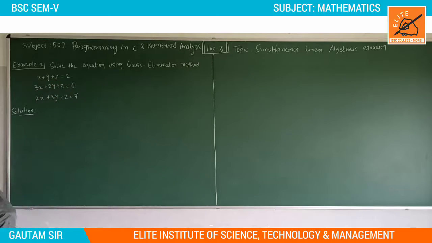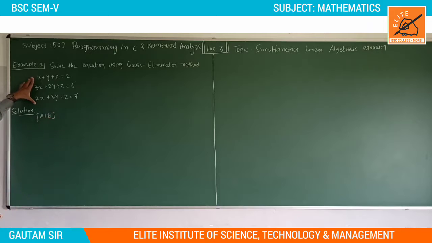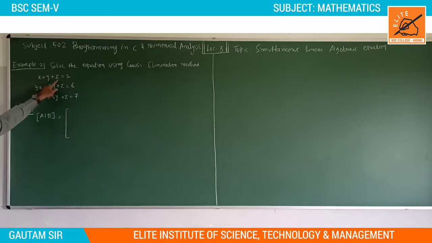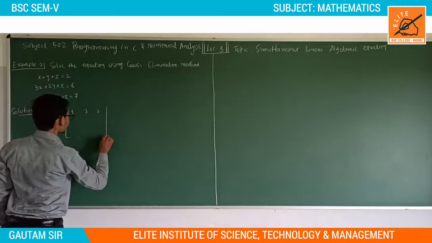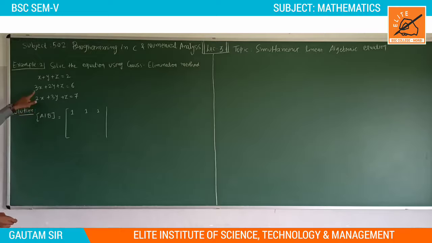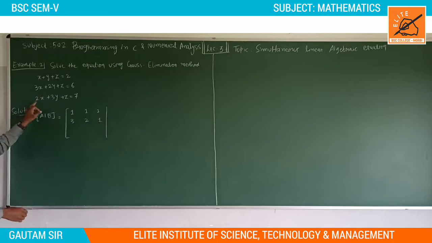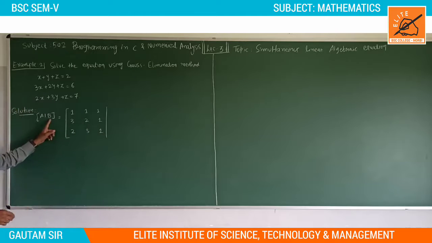So our first step is to write the coefficient matrix A augmented with B. A is the coefficient matrix. Our first row is 1 1 1, the second row is 3 2 1, the third row is 2 3 1. And our matrix B is the column matrix 2 6 7.